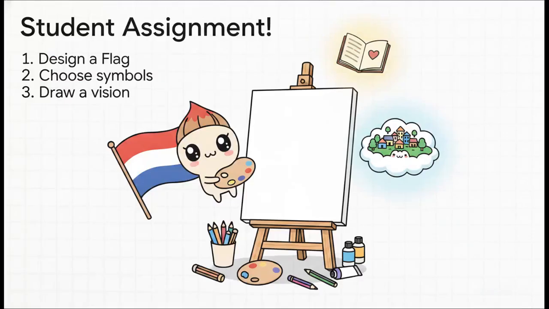Here are your instructions, and I want you to have a lot of fun with this. First, design your own national flag. Think about what specific colors and shapes represent your values. Second, choose symbols that represent your community's shared history, just like Ernst Renan talked about. And third, illustrate your own utopian vision for our community, kind of like the artist Frédéric Soriot did back in 1848. Think deeply about what truly unites us all.